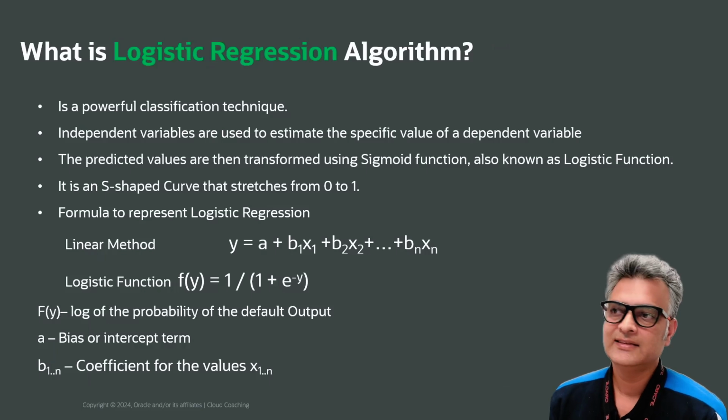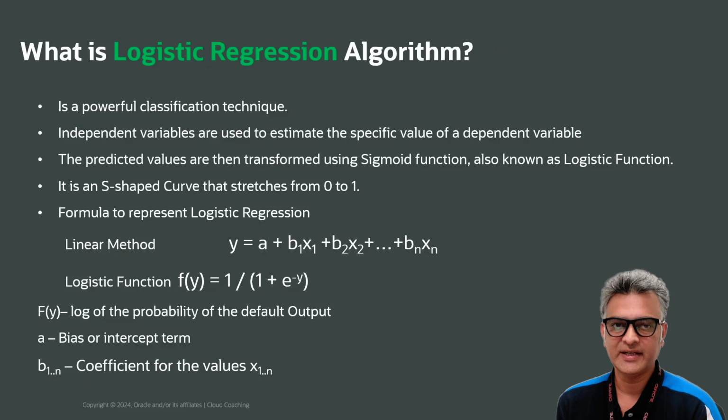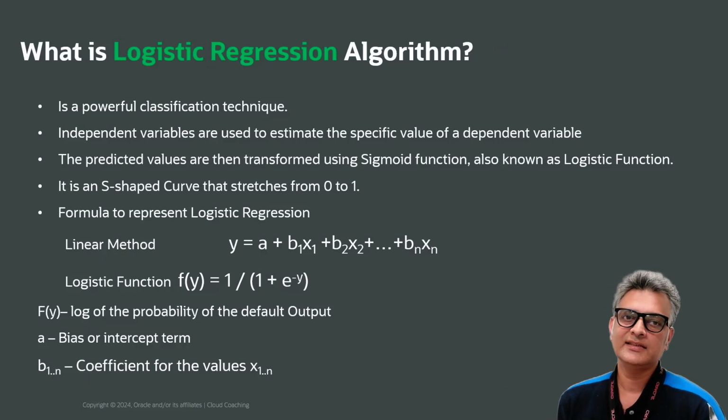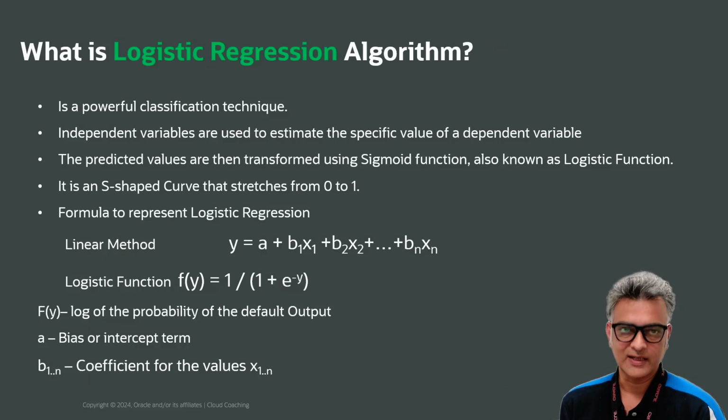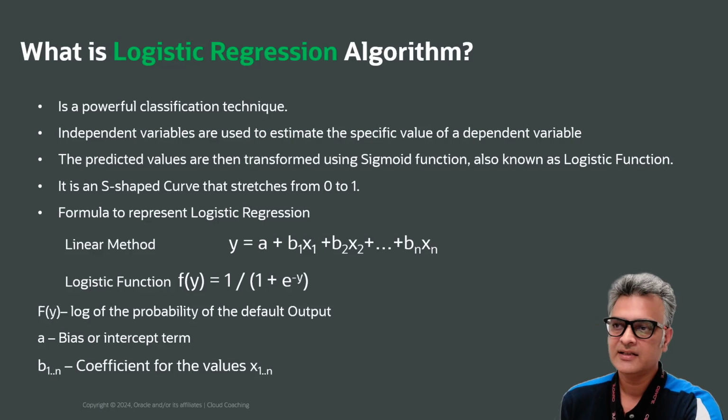So logistic regression is a powerful classification technique. Now, as the name suggests, regression usually deals with numbers or numeric prediction, right? But logistic regression is a special regression algorithm which is used for classification. So how does it work? It works in two steps. The first step is we use the independent variables to estimate the specific value or relationship of the dependent variable. And then once we have the predictions, we transform them using a function called the sigmoid function, also known as the logistic function.